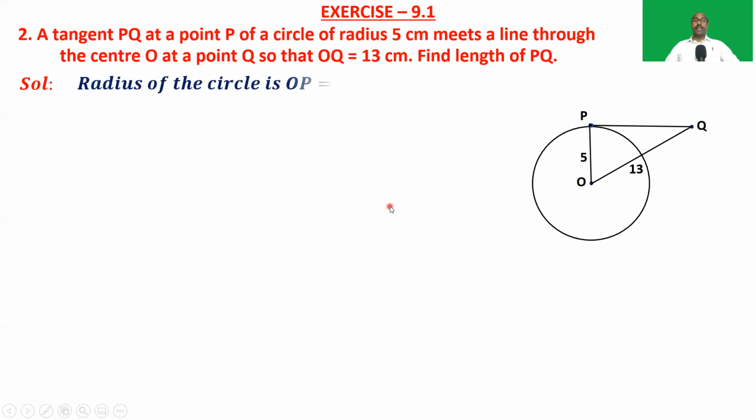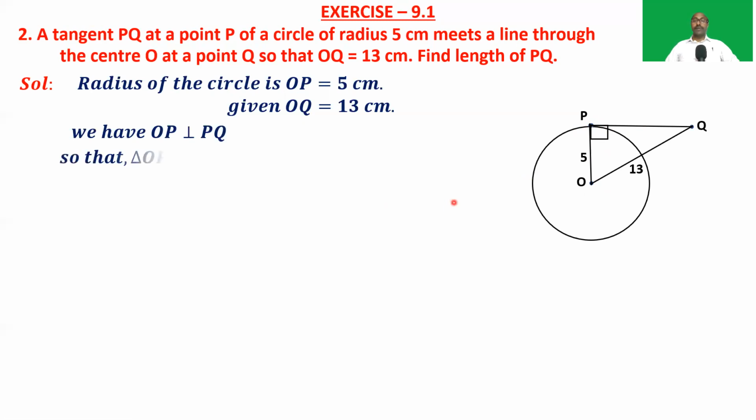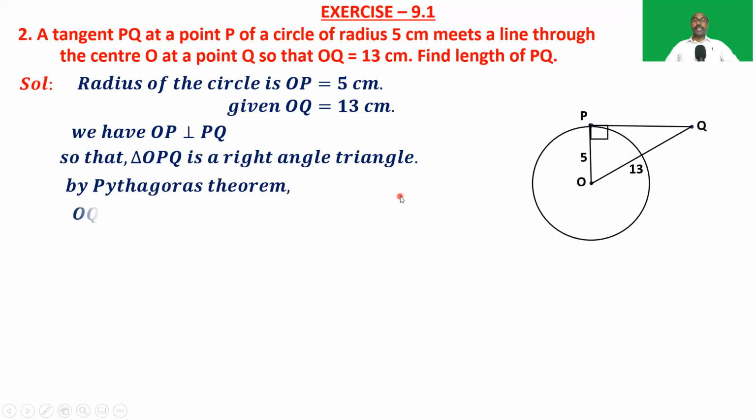Okay, so here the radius of the circle, OP, is 5 centimeters, and given OQ is equal to 13 centimeters. And we know that at P we have a right angle, because the radius is perpendicular to the tangent at the point of contact. So we have OP perpendicular to PQ. So triangle OPQ is a right angle triangle. And by Pythagoras theorem, we have OQ square is equal to OP square plus PQ square.